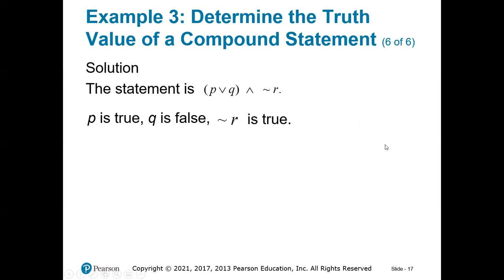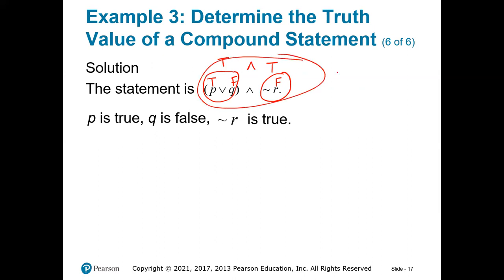Well, look, you can do this really faster. So I know P is true. I know that Q is false, and R by itself is false. So if R is false, then the negation of R is going to be true. So what is true or false? True or false is true. True and true is true. The whole thing is true. So you can do this faster this way. Or let's follow how these things will be done through these slides.